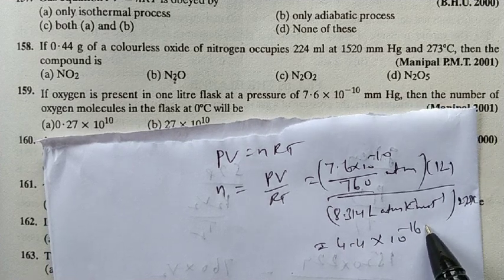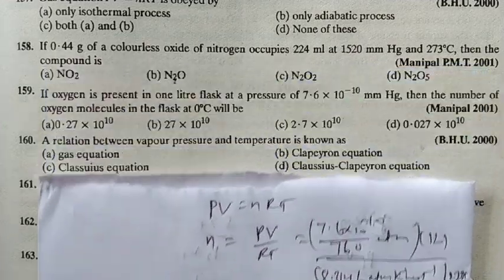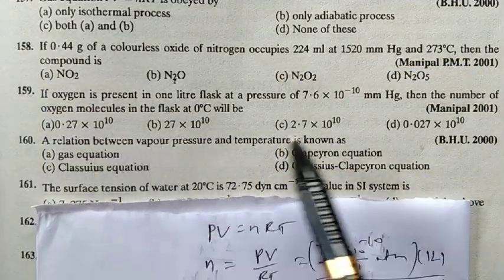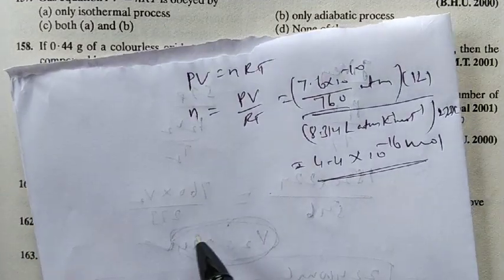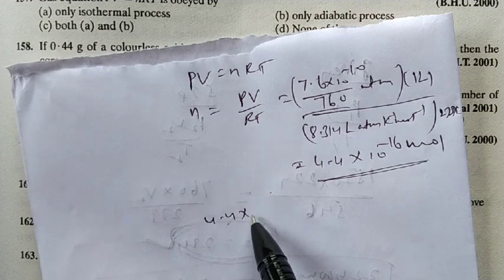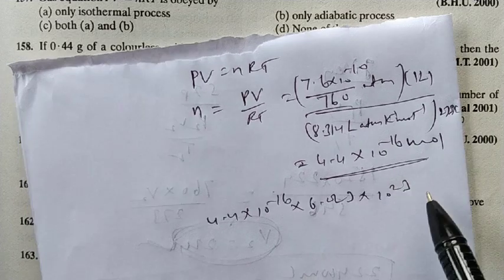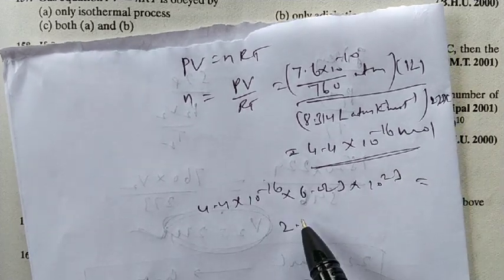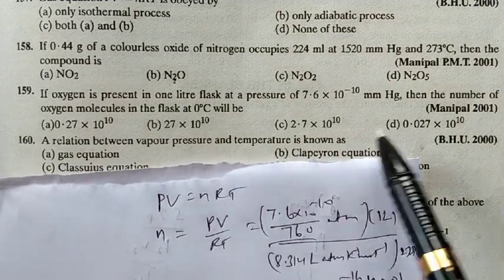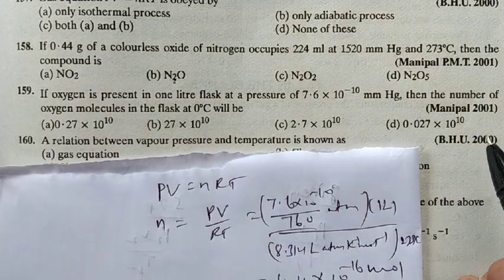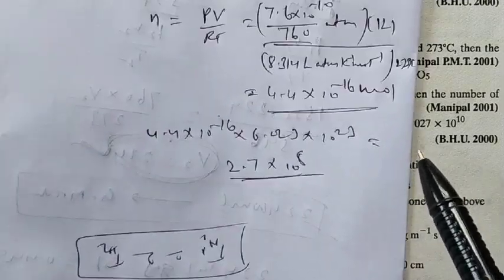This is in terms of moles, but the answer they ask in terms of molecules, the number of oxygen molecules. Then what should we do? We multiply with Avogadro number. So 4.4 × 10^-16 × 6.023 × 10^23. If you simplify, you get 2.7 × 10^8. But this is not given in terms of 10^8; they gave it in terms of 10^10. That is why this value you can write as 0.027 × 10^10. Is it okay?